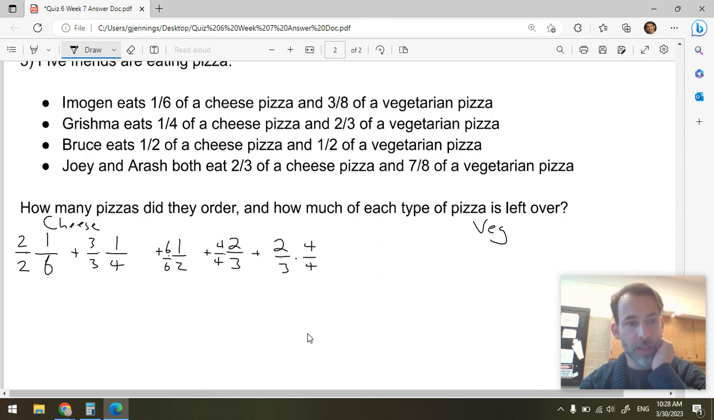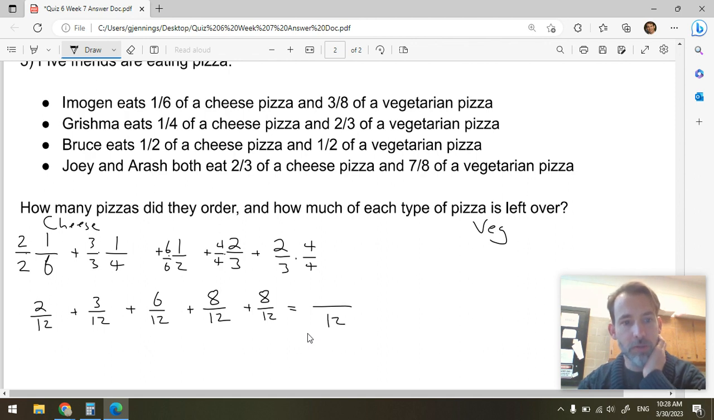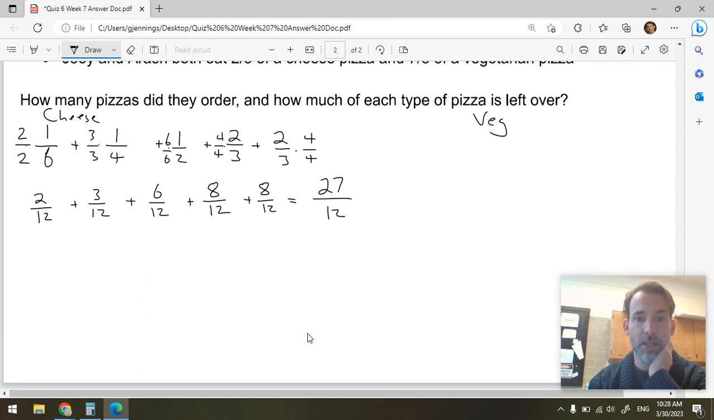Okay, so now I have 2/12 is what Imogen eats. 3/12 is what Grishma eats. 6/12 is what Bruce eats. And Joey and Arash each eat 8/12. My goodness. Since those are all over 12, the answer is over 12. And 2 plus 3 is 5, plus 6 is 11, plus 8 is 19, plus 8 is 27. 27/12 of pizza, of cheese pizza.